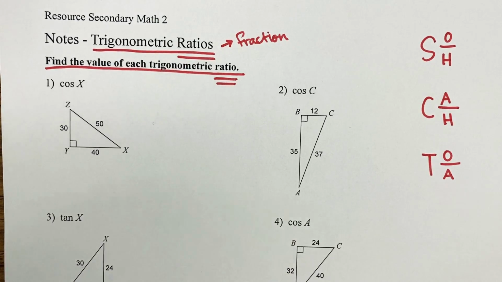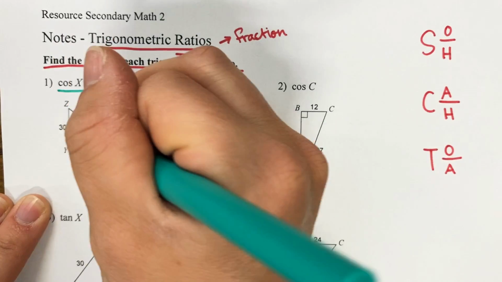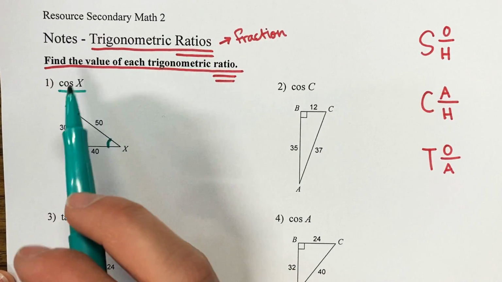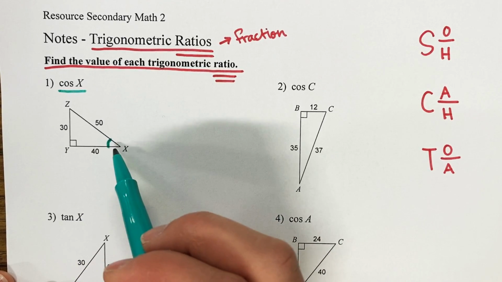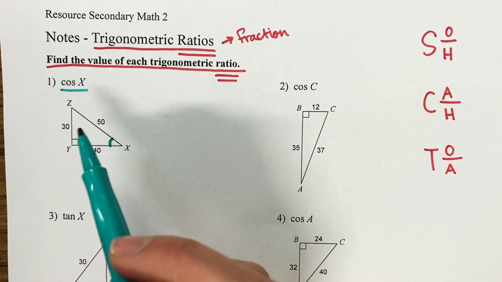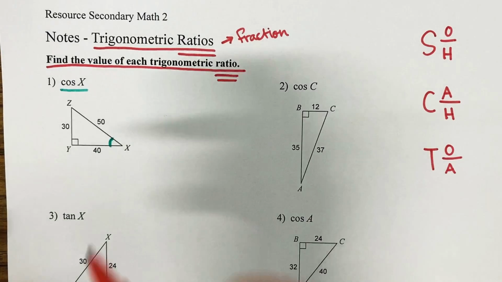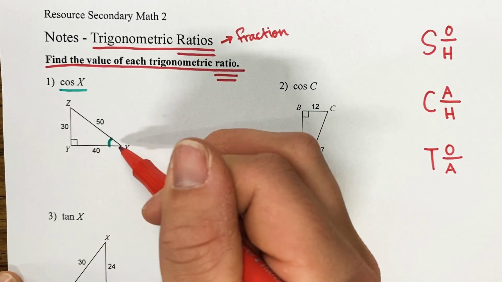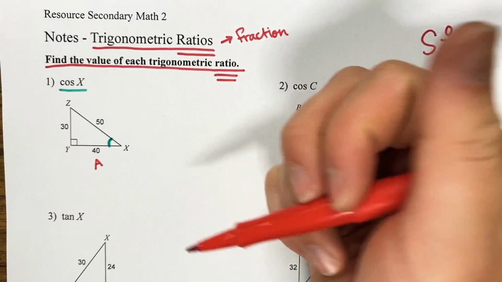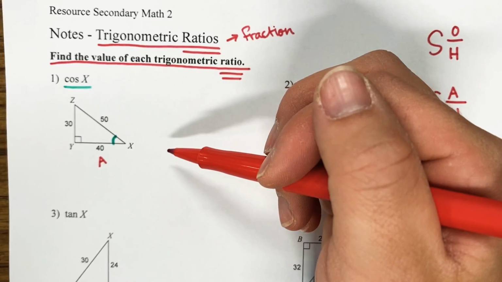So let's go over and look at number 1. It wants cosine of x. So we have this angle that we're looking at. Always identify the angle that it wants. Now looking at the angle, let's identify the adjacent, the opposite, and the hypotenuse side. If this is my angle, that means this side, 40, that's right next to my angle, that is my adjacent side. That's what adjacent means. Think you live adjacent to your neighbor. This is our adjacent side.